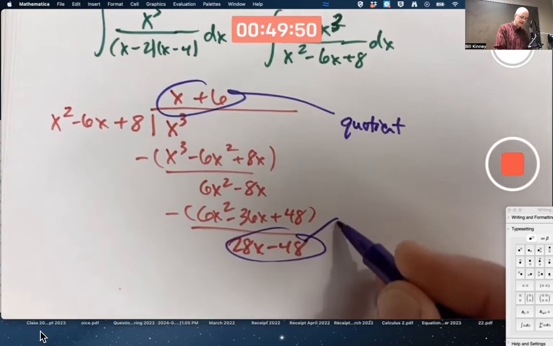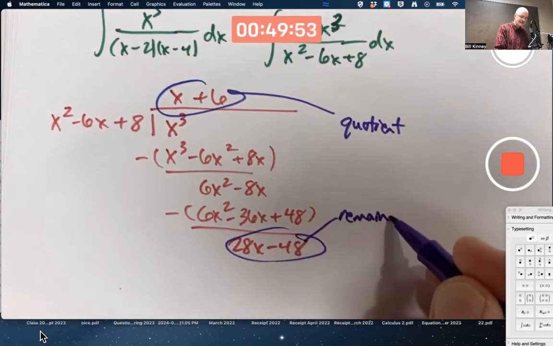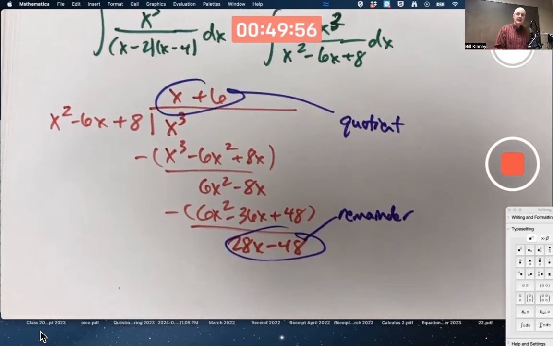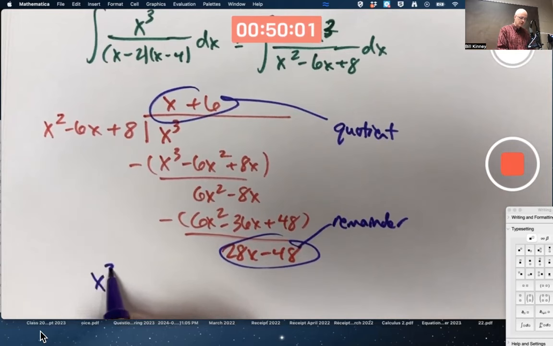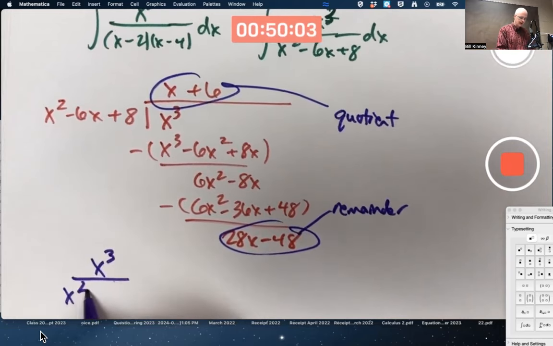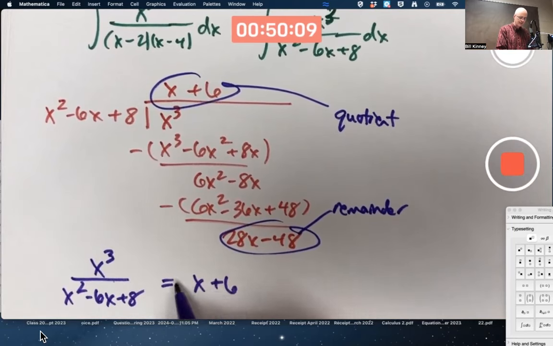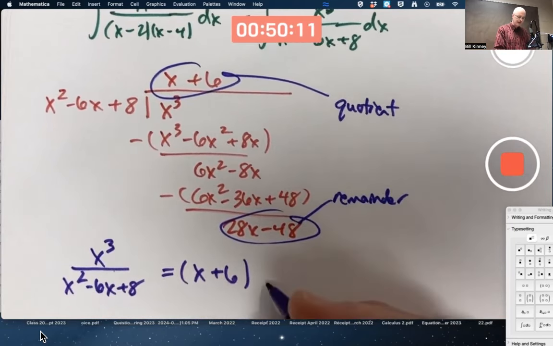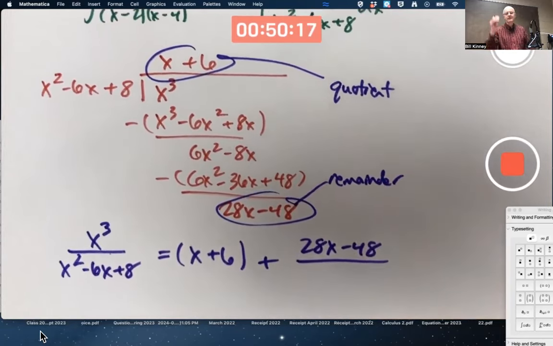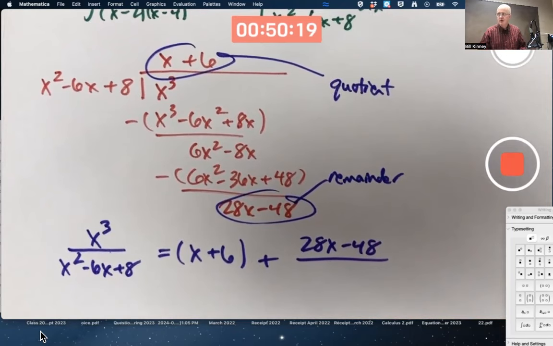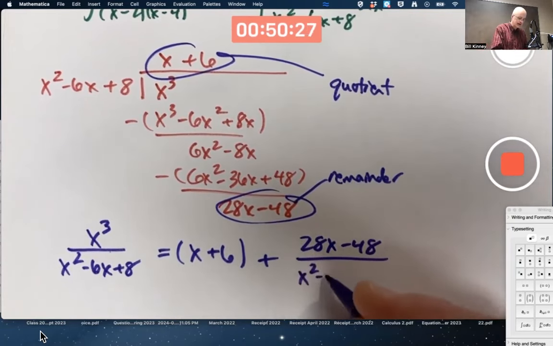And this polynomial is the remainder. What does this mean? This means the original function that we were trying to integrate, x cubed over x squared minus 6x plus 8, is the quotient (x plus 6), I'll put it in parentheses for emphasis, plus the remainder 28x minus 48, all divided by the original polynomial we are dividing by, the original denominator in the bottom, x squared minus 6x plus 8.